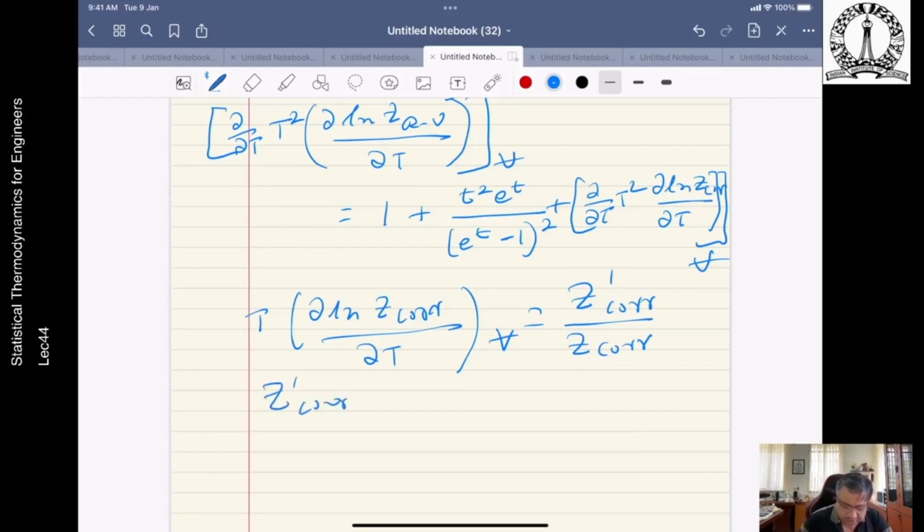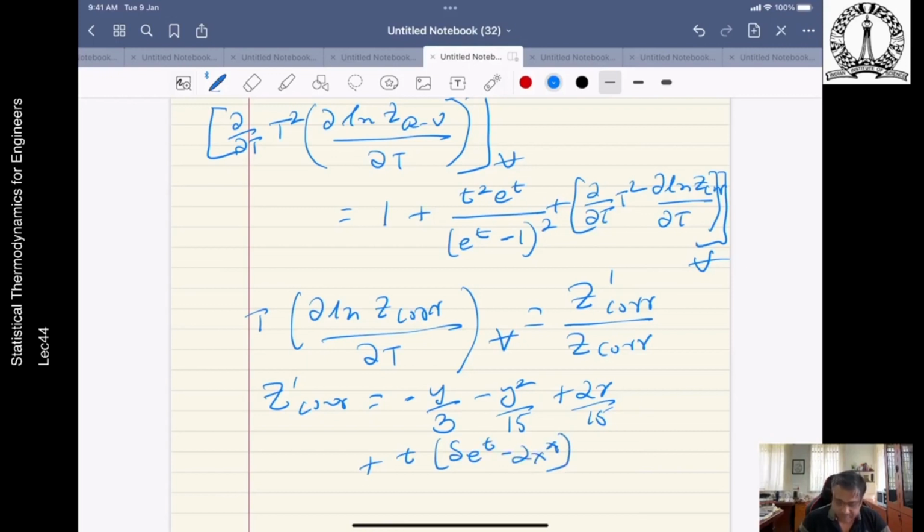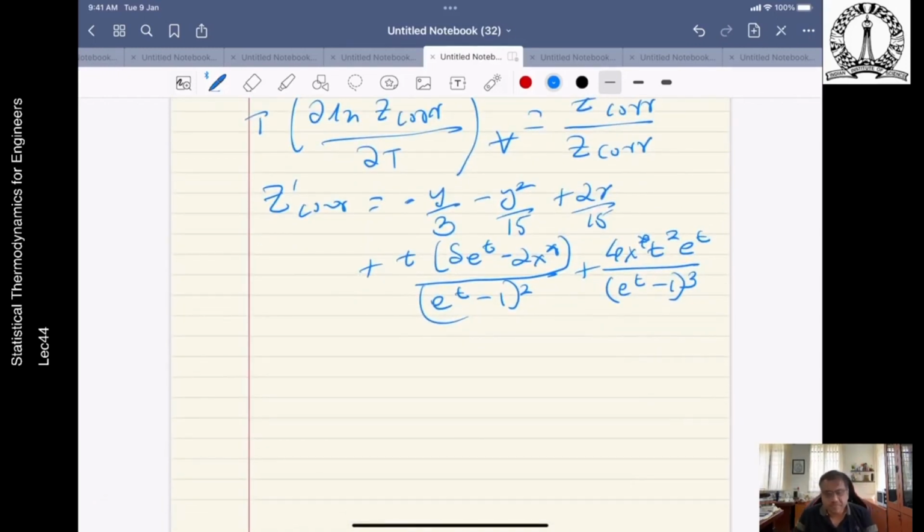And just let me write down the correction term. It's y by 3 minus y squared by 15 to gamma by 15 plus t delta E minus 2x star divided by dt minus 1 squared plus 4x star e squared e to the t divided by e to the t minus 1 cubed. So in essence, this is the example of how to use the semi-rigorous model to find out the required terms for U, H, S, and C. So this brings a partial closure, in that we have found ways in which you can calculate.